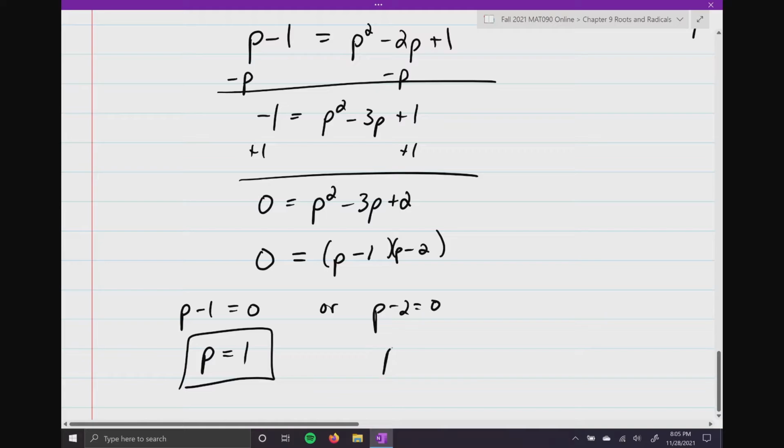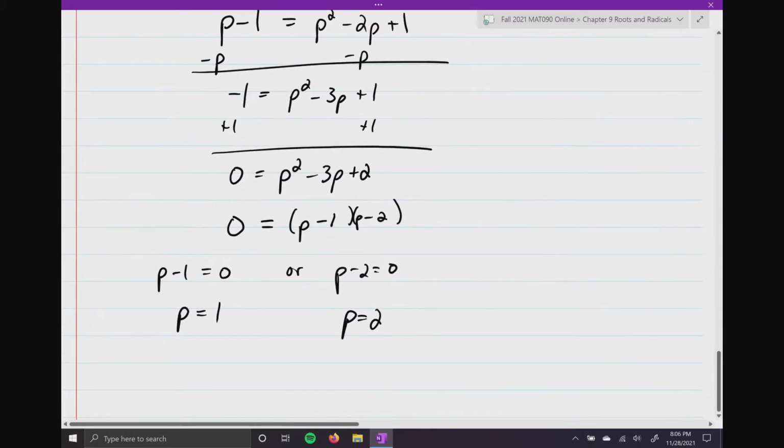And solve them individually. So I get p equals 1 or p equals 2. Oh, and I did the bad thing. Sorry, I did the bad thing. I circled my answers. I don't know if these are correct because I got to check them. Remember, you got to check.